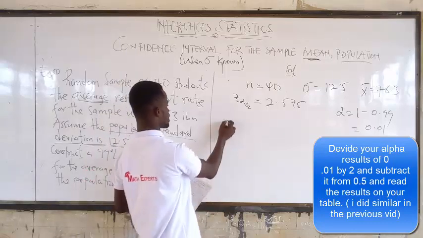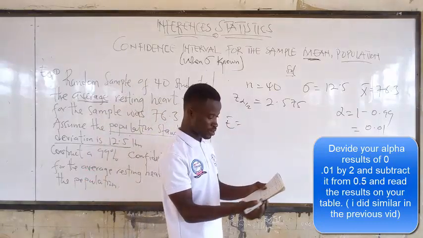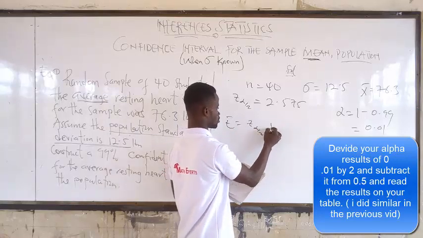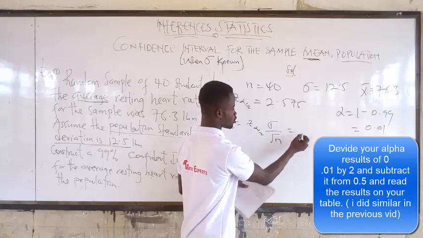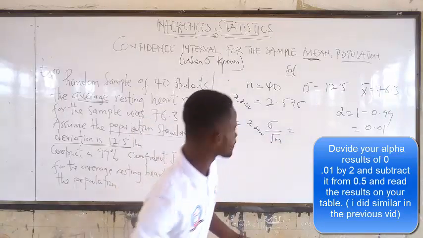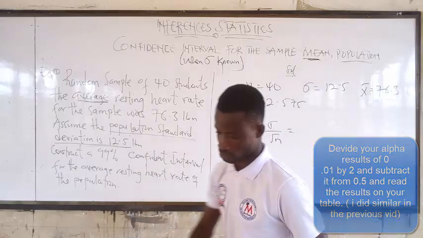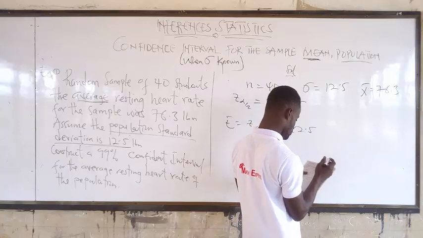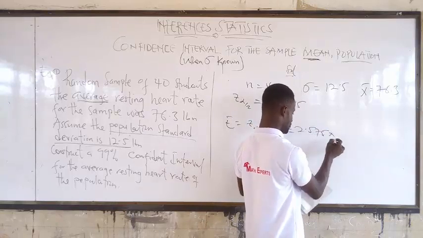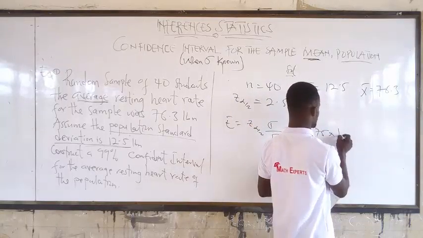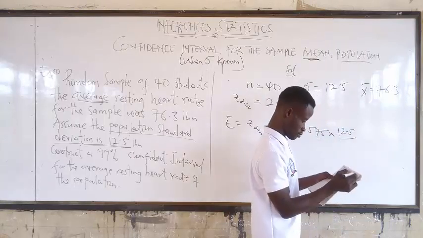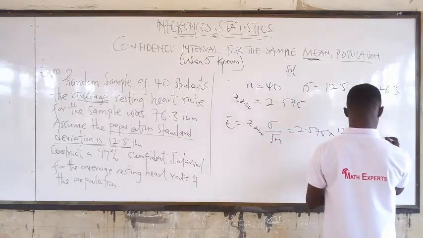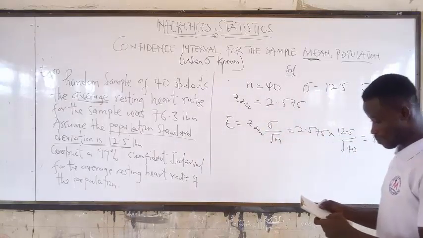Alright, so let's go and find our margin of error. So it will be just calculator way. Substitution. So this will be equal to 2.575 times, and it's going to be 5.08. Alright, so that will be the margin.